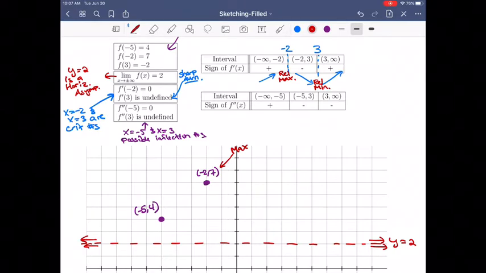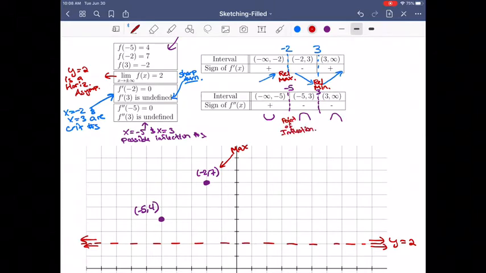Now, the next table is for the second derivative. And notice again, it splits at our possible inflection numbers, because those are the places where it might change. So we split at -5 and we split at 3. So if we're positive, that means we're happy, we're concave up. If we're negative, we're concave down. Okay, so notice that it switches only at -5. So this is our only point of inflection.